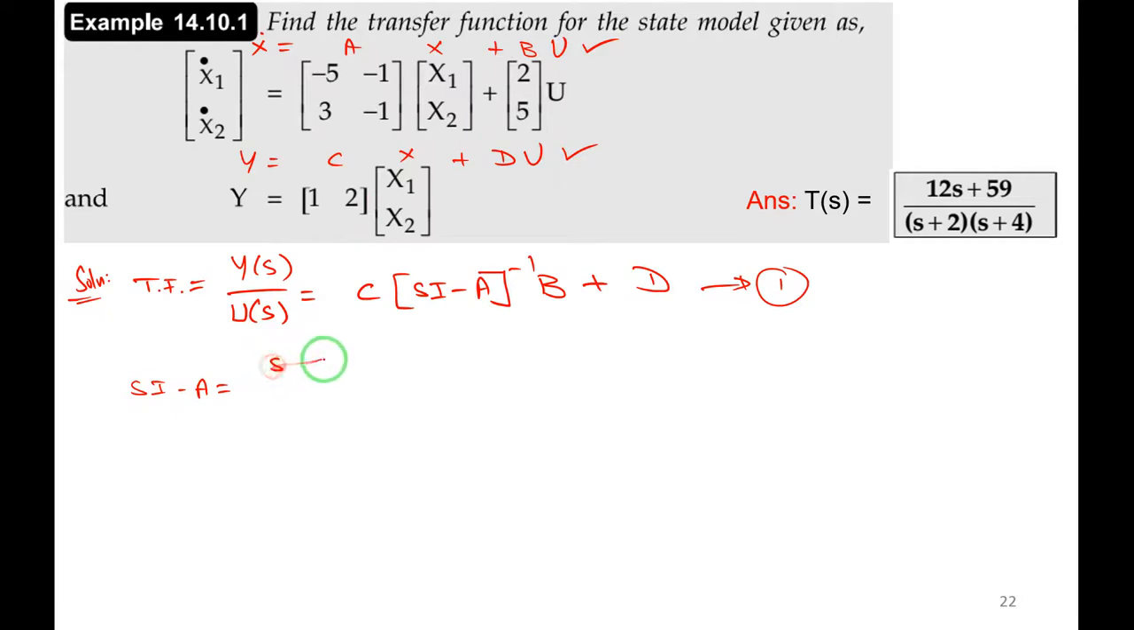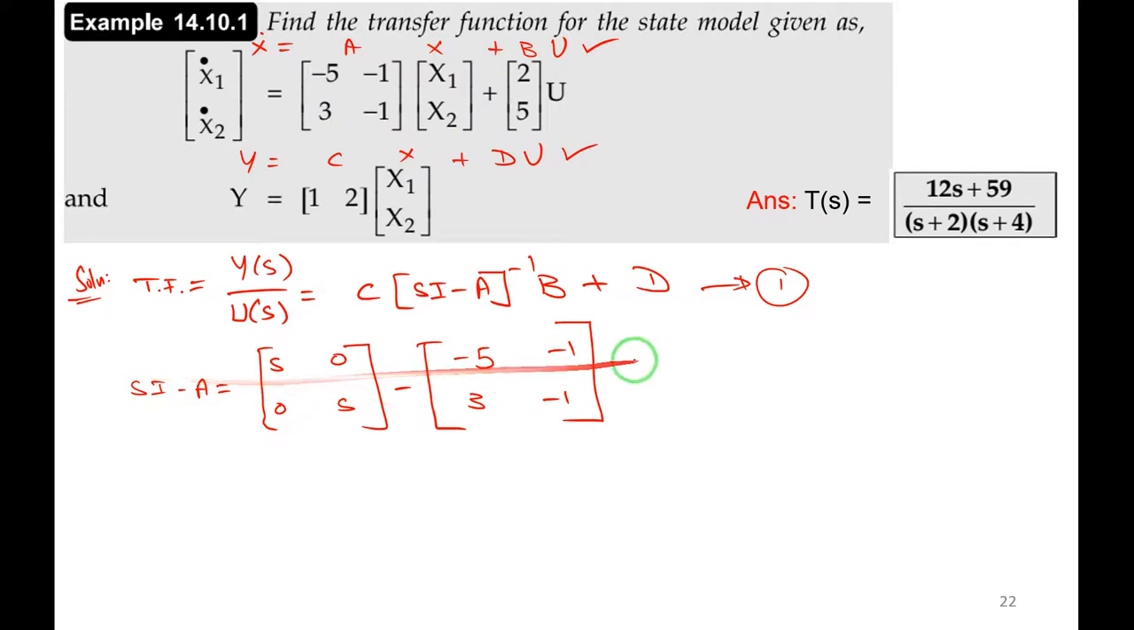So let me write S 0, 0 S. I am multiplying S with the identity matrix 1 0 0 1, so I will get this SI. This is SI minus A. What is A? Minus 5, minus 1, 3, minus 1. So subtract this too: S plus 5, because minus of minus is plus; 0 plus 1 is 1; then 0 minus 3 is minus 3; then S plus 1, minus of minus is S plus 1. It's correct, right?